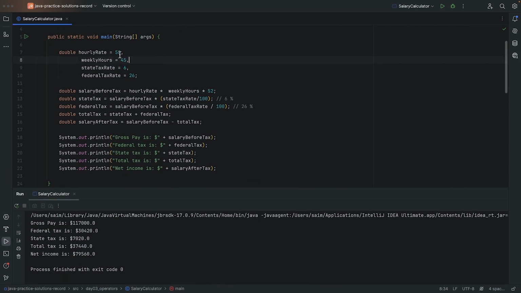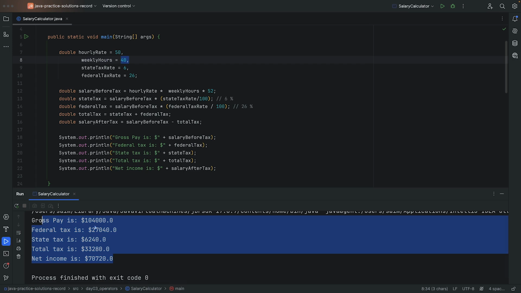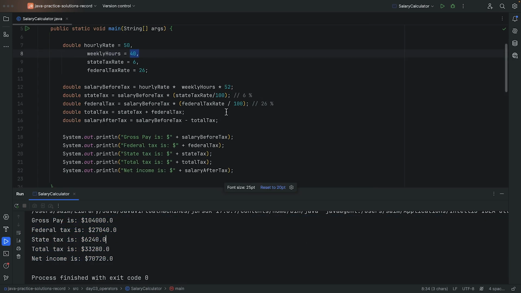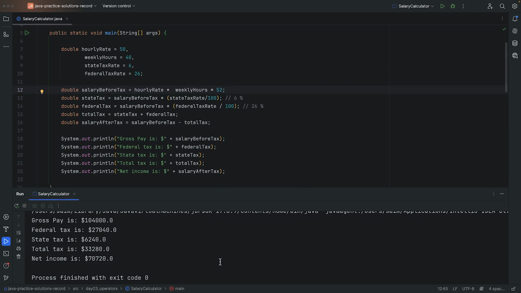So you can mess around with these values, right? You can change them up. For example, normally, if you're working full time, you'd be working 40 hours a week. So we can rerun the calculation based on that, and we'll get some slightly different numbers, but you can basically mess around with those numbers to see how they'll change. That should be it for this one.